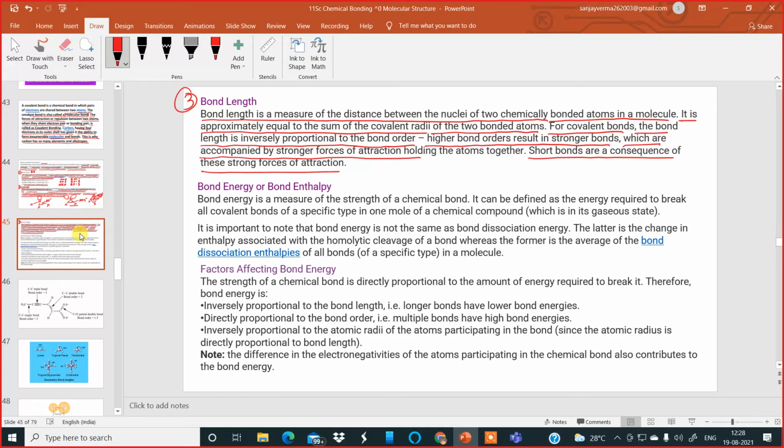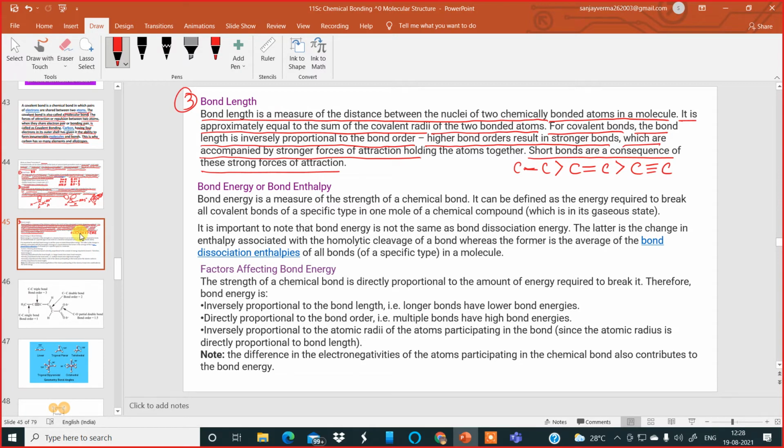Suppose you have a carbon-carbon single bond. This will be longer. If you have a carbon-carbon double bond, it is shorter. If you have a carbon-carbon triple bond, it is much, much shorter. So among these, the longest bonds are the single bonds, slightly shorter are double bonds, and shortest are triple bonds. Okay, so the bond length depends upon the bond order as well.